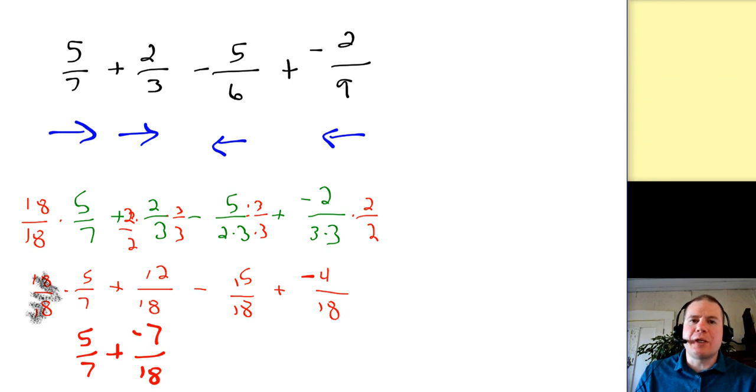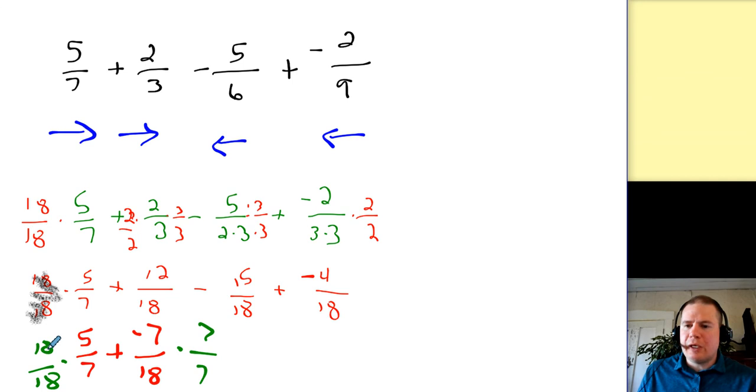Now I'm going to get common denominators. 7 and 18 are relatively prime. 18 is not prime. It has factors other than 1 and 18, but it doesn't have any factors in common with 7 except for 1. So that's what relatively prime means. So my only choice is to multiply 18 and 7.